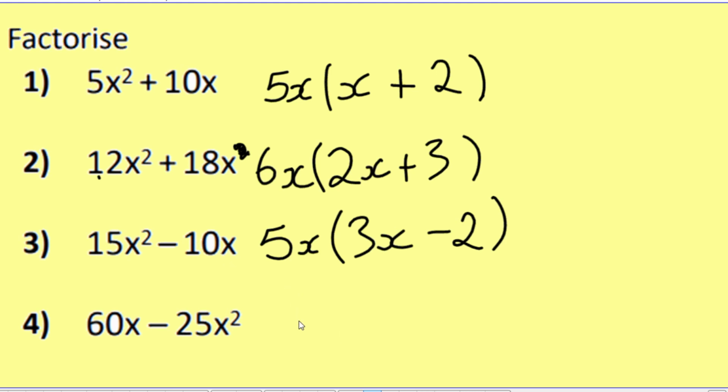Okay, 60 and 25. So I think the largest factor there is going to be 5 again. Again, we've got an x on the outside, so we're going to put x here. So 5 into 60 is 12. Okay, because I've already got an x here, I'm not going to put another x on the inside. And then to make minus 25, I'm going to have to multiply 5 by minus 5. But because I want x squared, I've got to put another x there. Okay, it's quite tricky, this one.